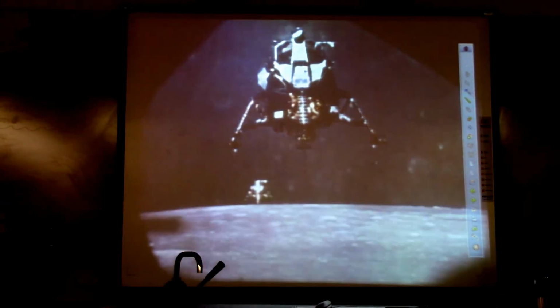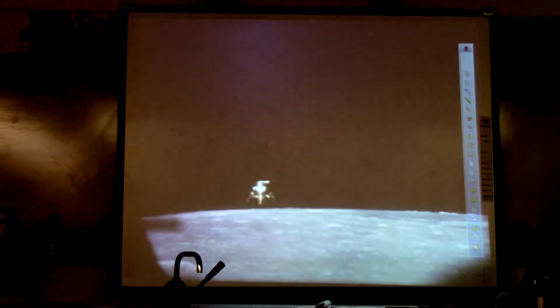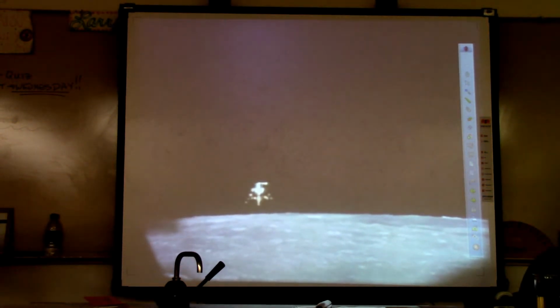This vehicle was a true spacecraft in that it was capable of operating only in the space environment. Having used its descent engine to land on the moon's surface, the lunar module would be required to do what had never been done before: lift off from a planetary body other than Earth.